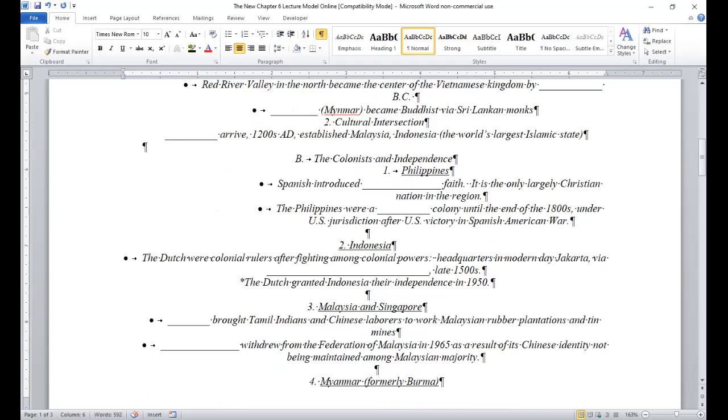A cultural intersection. Southeast Asia is a cultural intersection. The Muslims arrive in the 1200s AD. They establish Malaysia and Indonesia, and Indonesia is the world's largest Islamic state. And that sounds like a good quiz question, by the way.